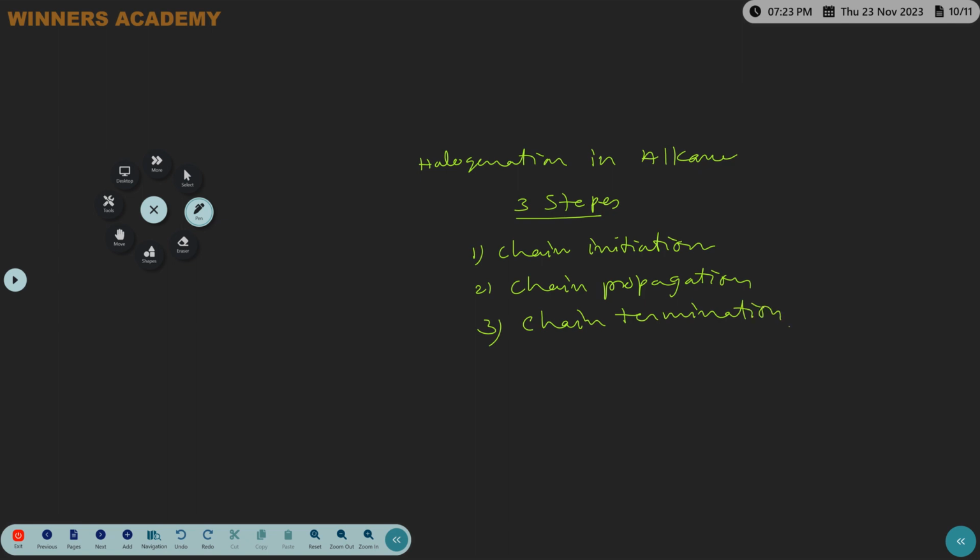See here, halogenation of alkanes is a dash reaction mechanism. Free radical mechanism. Free radical.